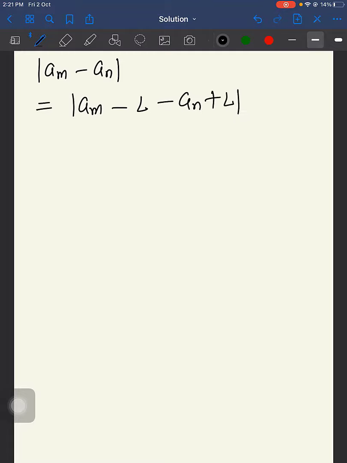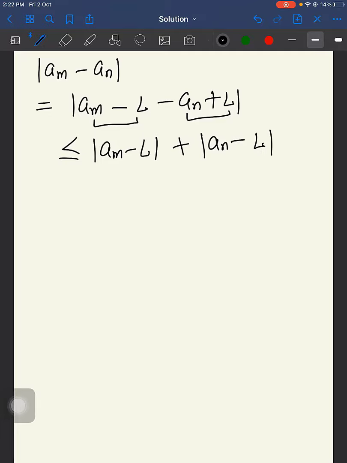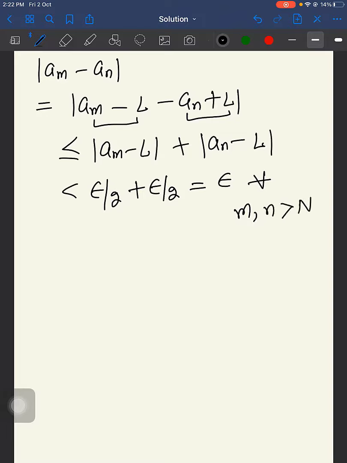Now consider the difference of Am and An. We can add and subtract L over here, and this can further be written as Am minus L plus L minus An, which we know is less than epsilon by 2 plus epsilon by 2. So this is equal to epsilon for all m and n greater than N. So that's what we wanted to prove.